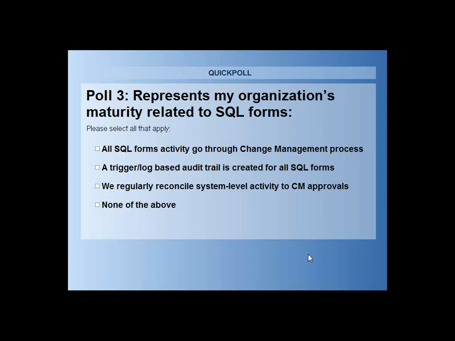The first one was all SQL forms activity goes through the change management process. That would be a minimum, defining that activity goes through the change management process. A trigger or log-based audit trail is created for all SQL forms activity. We regularly reconcile system activity to the actual activity. And then the last one would be none of the above, perhaps.